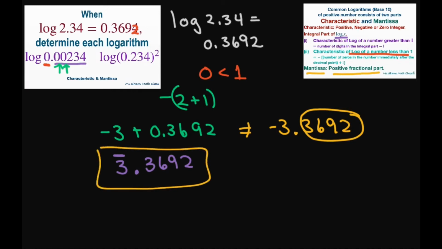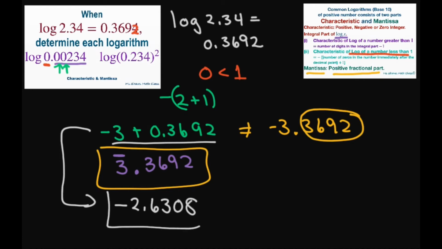What you can do, however, is take this and actually calculate it. And if you calculate it, you're going to get negative 2.6308. So you can do that. You just cannot do this, all right, because of the mantissa part given here, which we took from this.